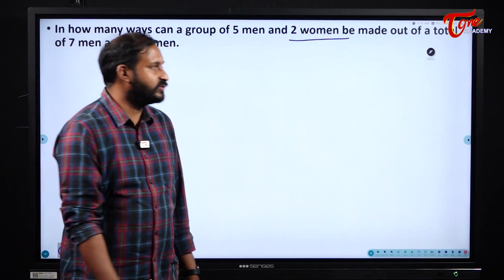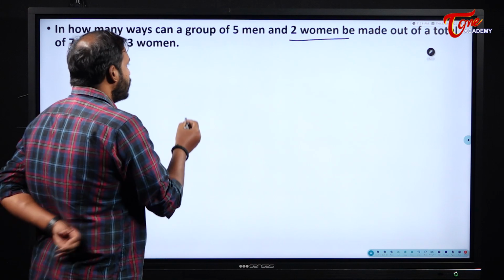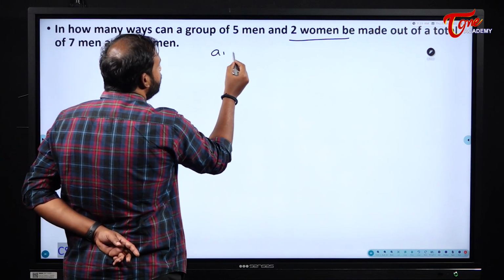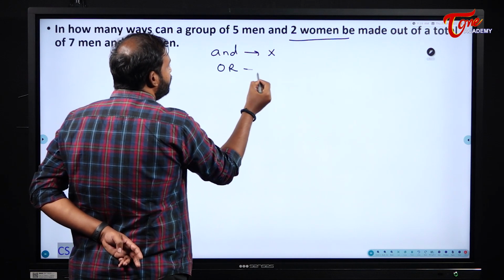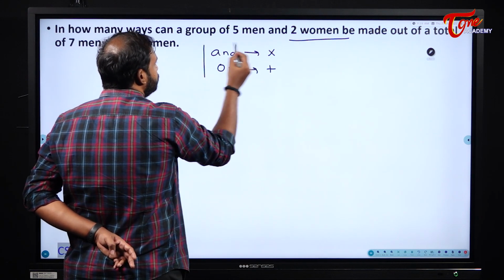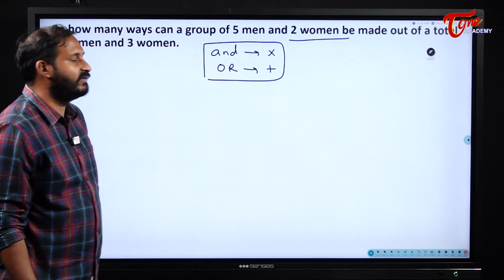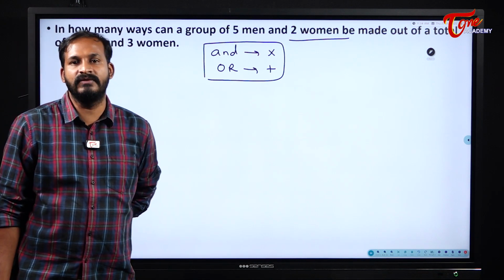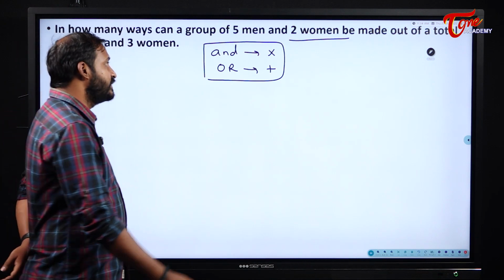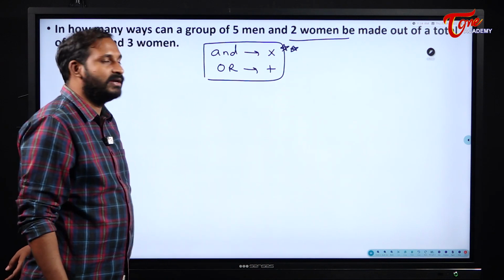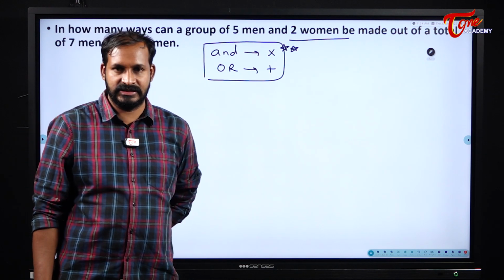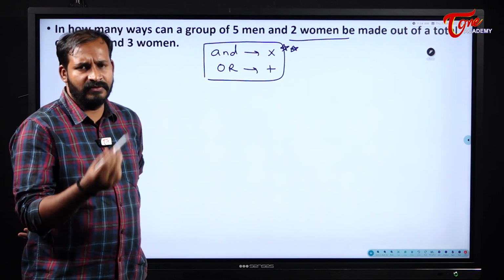And one more thing, students. In our combination concept, whenever we see 'and', there we will multiply. Wherever we see 'or', there we will add. Remember this. This is very, very important, students. We will see why later.